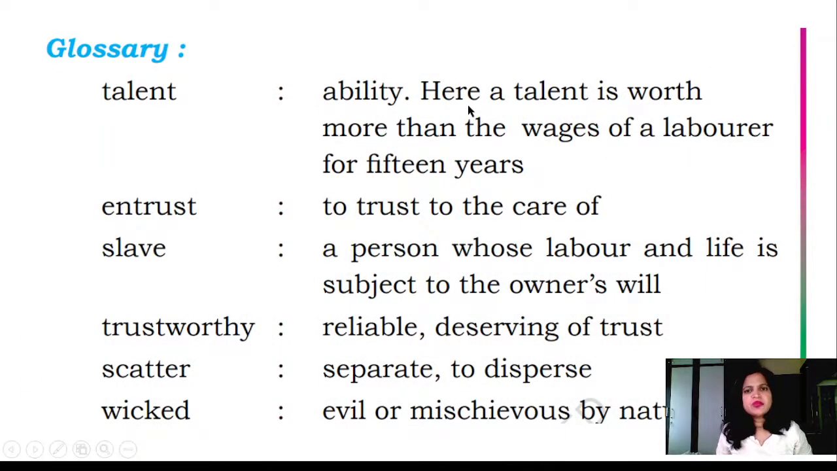Talent means ability. Here the talent is worth more than the wages of the laborer for 15 years. Entrust: to trust to the care of. Slave: the person whose labor and life is subjected to the owner's will. Trustworthy: reliable, deserving of trust. Scatter: separate, to disperse. Wicked: evil, or mischievous by nature.